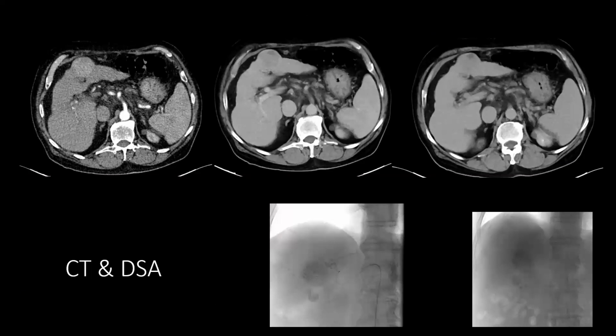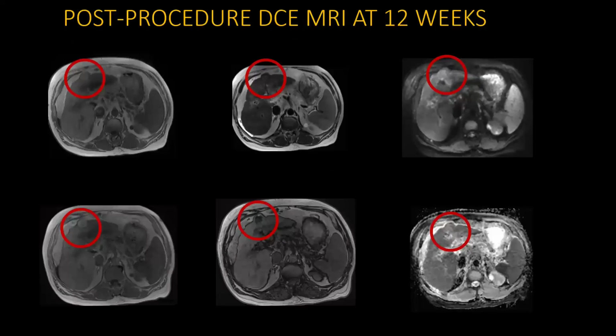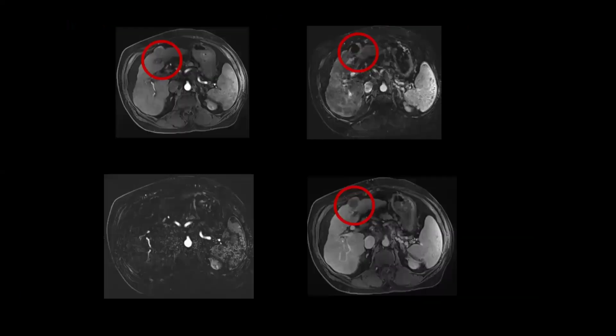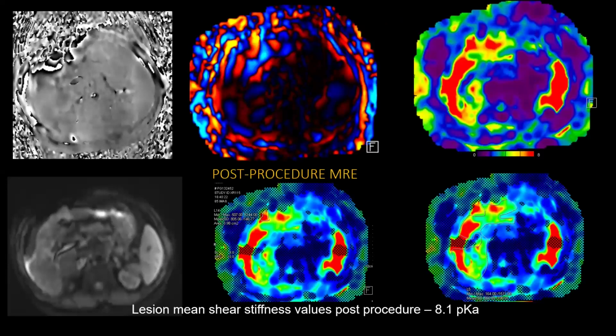We did CT and DSA and TACE in this patient. Post-procedure, we are doing evaluation at 12 weeks. And here there was a reduction in the size of the lesion. Also, this is a non-viable lesion as per the contrast dynamic MR here. And the MRE value is almost similar to what we had pre-TACE, so the stiffness doesn't seem to have changed. At present, it's a study in evolution, so I don't have even preliminary results.